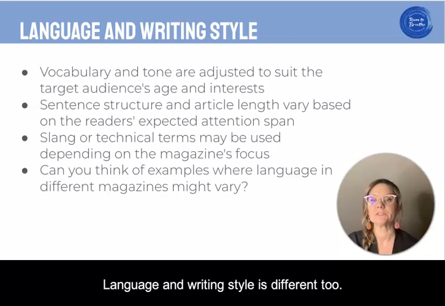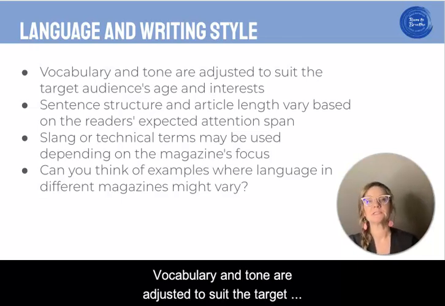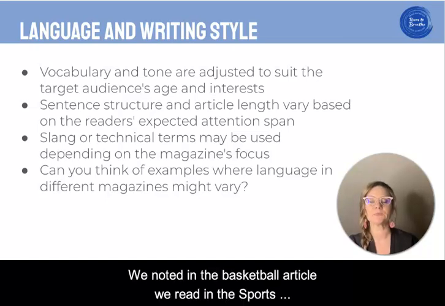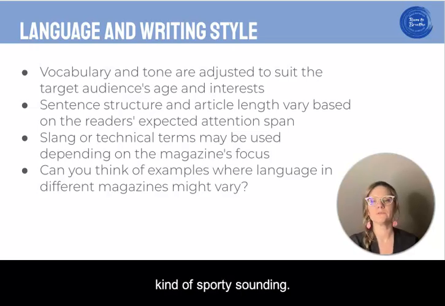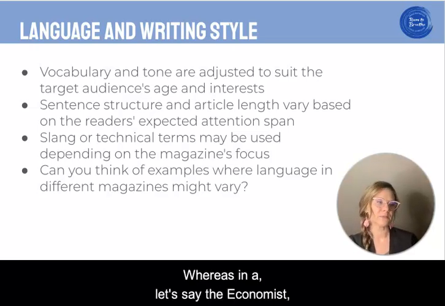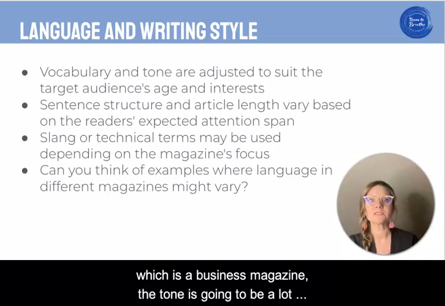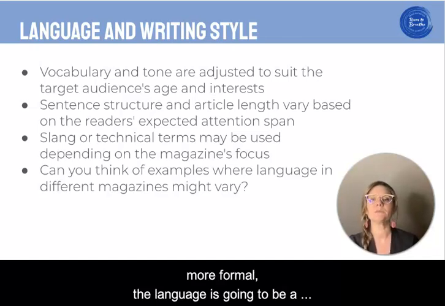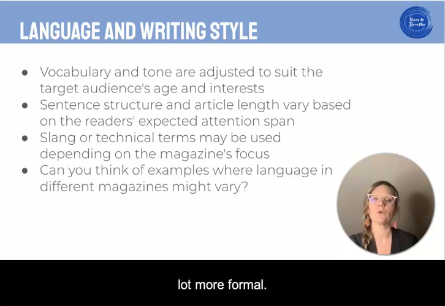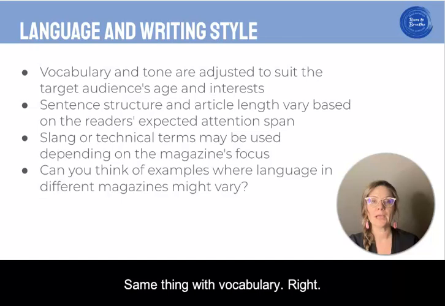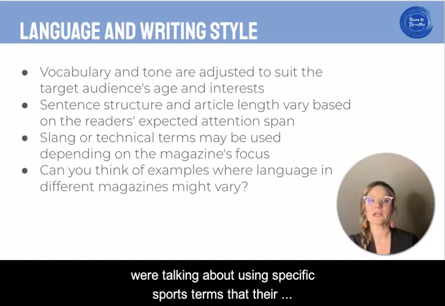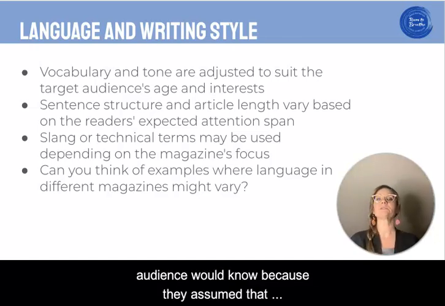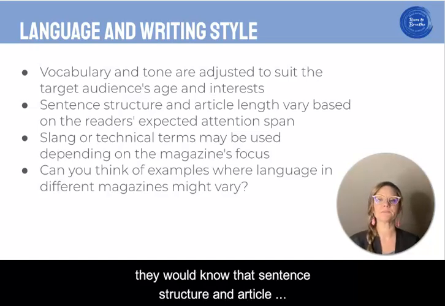Language and writing style is different too. So vocabulary and tone are adjusted to suit the target audience's age and interests. We noted in the basketball article we read in the Sports Illustrated magazine, the tone is really informal and kind of sporty sounding. Whereas in, let's say, the Economist, which is a business magazine, the tone is going to be a lot more formal. The language is going to be a lot more formal. Same thing with vocabulary, right? We noticed that too with Sports Illustrated, that they were using specific sports terms that their audience would know because it's assumed that they would know that.